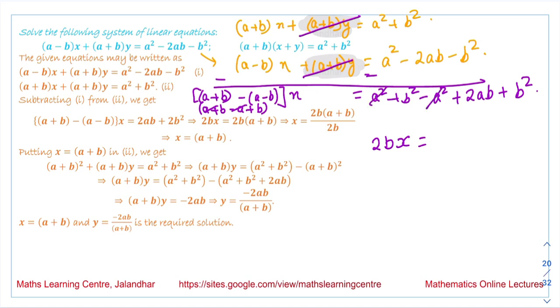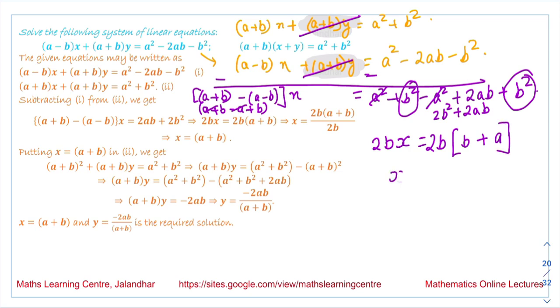square gets cancelled, we take b common and 2 common. These two terms will become 2b square, and this term will become 2b square plus 2ab. So we have taken 2b common. So from first we are left with b, and it is a. So the value of x that we get, this gets cancelled, it is b plus a, that is equal to a plus b.